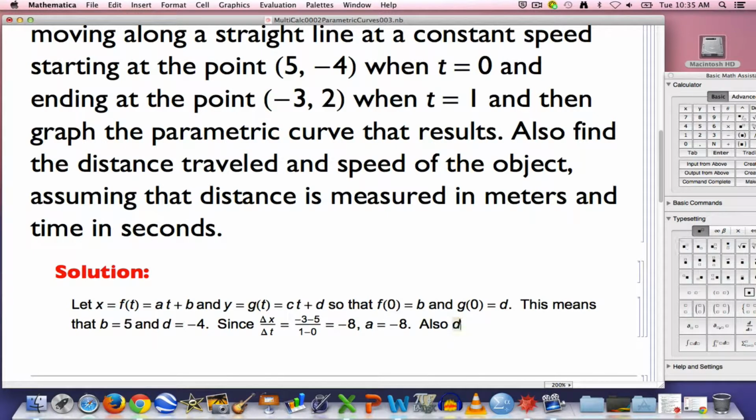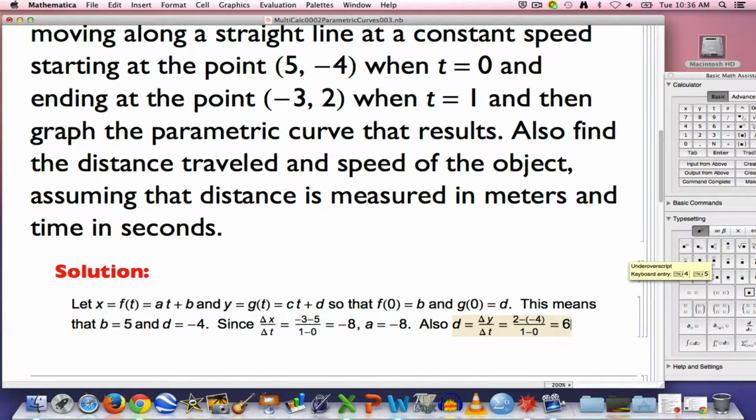Also, c is going to be the rate of change of y with respect to time: delta y divided by delta t. y starts at -4 and goes up to 2. y increases from -4 up to 2. Delta y is 2 minus -4, and delta t is still 1 minus 0. So we get 2 minus negative 4, which is 6, divided by 1. We're going to get 6 for c.